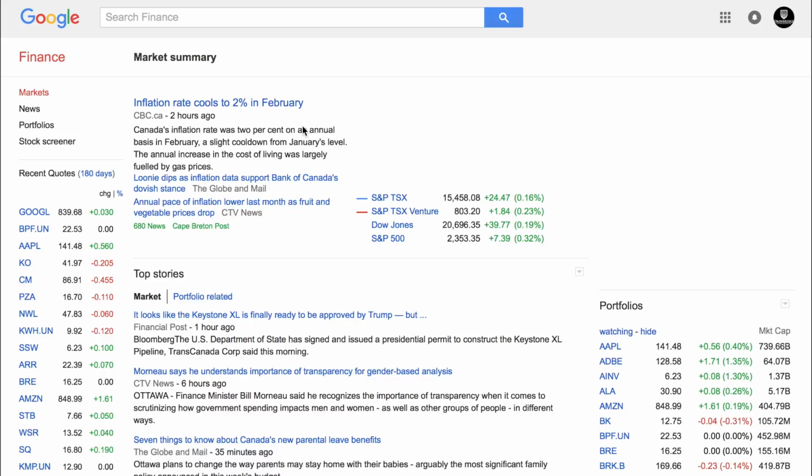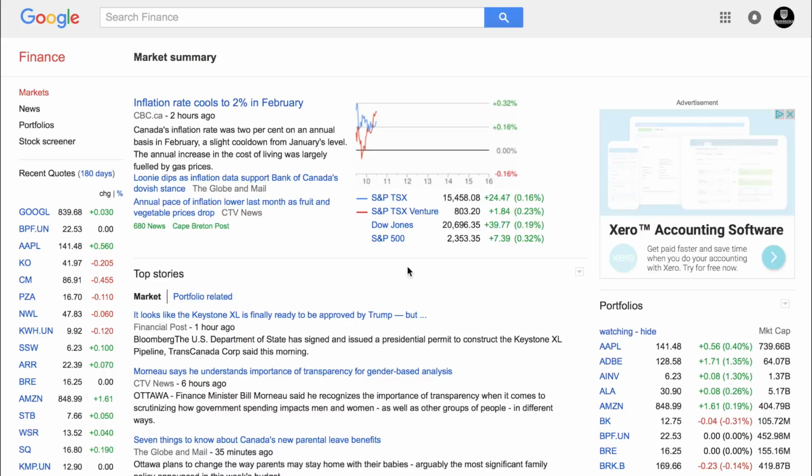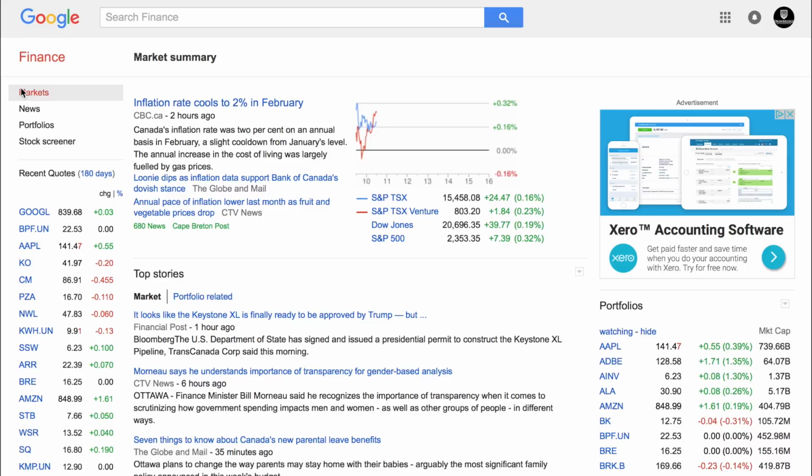Once I'm at Google Finance, this comes up with a market summary, and we can see we're in the markets section over here on the left. I'm going to start up at the search bar right at the top of the screen. We need to be able to search for something. Now the search bar for the financial side of Google works a little bit differently. What it's trying to do is come up with a ticker or the symbol, which is like a unique ID for each stock or mutual fund that you're trying to purchase.